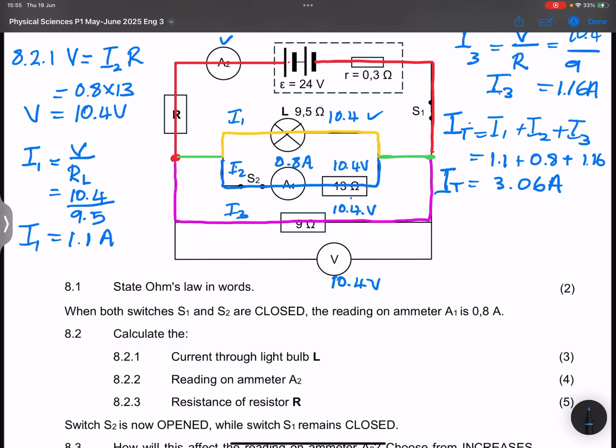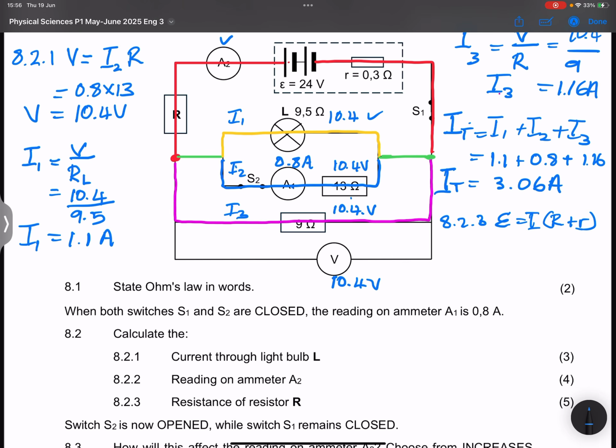Now in this case, it's possible for us to find out. Remember, we're given the EMF, so I'm going to use the EMF. And the reason is that I want to find out what is the total resistance in the circuit, or what is the external resistance. So if I say EMF, that's 8.2.3 by the way. EMF is equal to I into R plus small r.